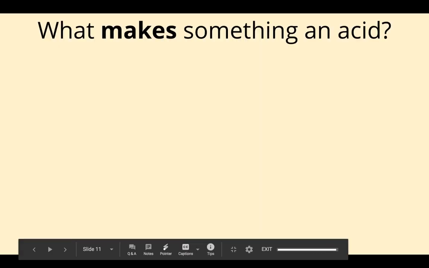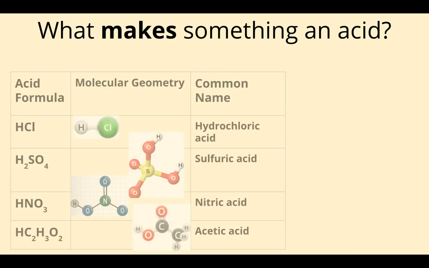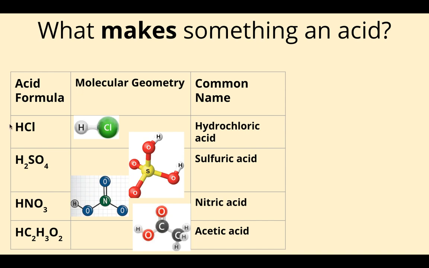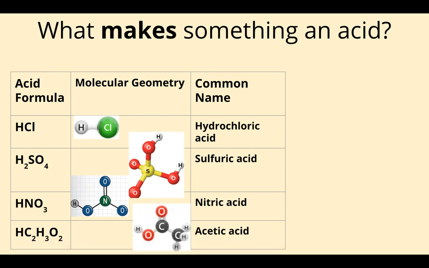So, we've talked about the properties of acids and bases, and we've looked at some examples, but what actually makes something an acid or base or neutral? Why is HCl an acid, but NaCl a salt? To answer this question, I ask you to look at these four common acids, acids you have already worked with in the past or would have worked with this year. And what do you notice that they have in common?